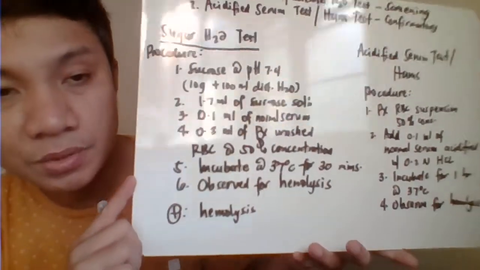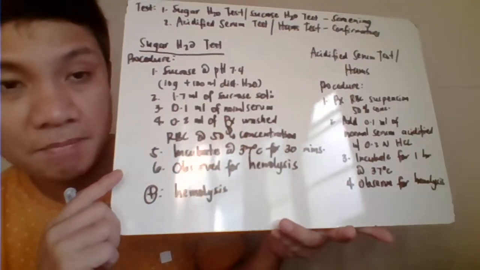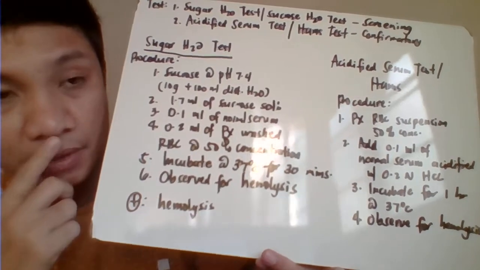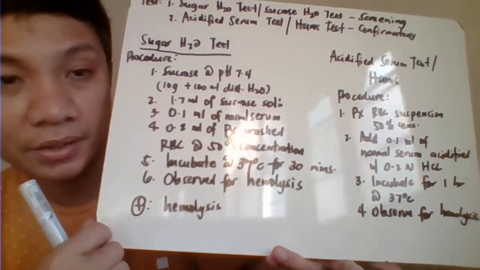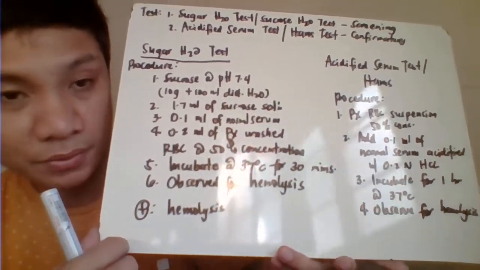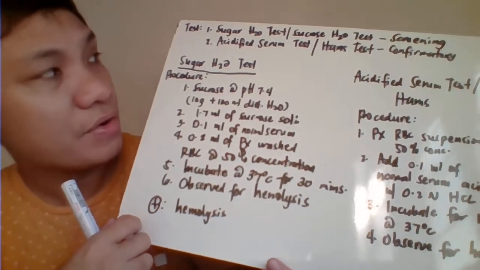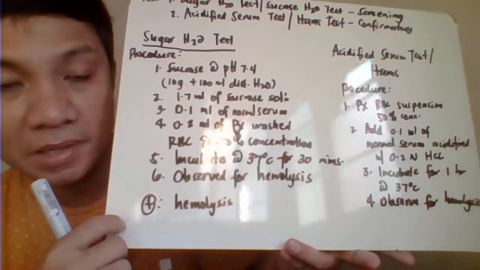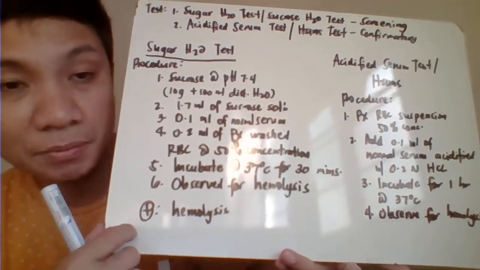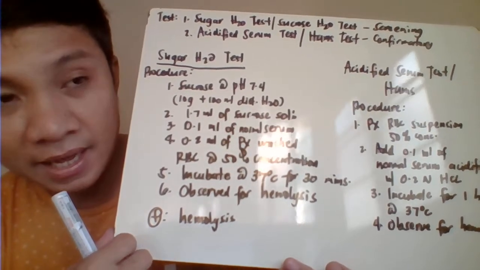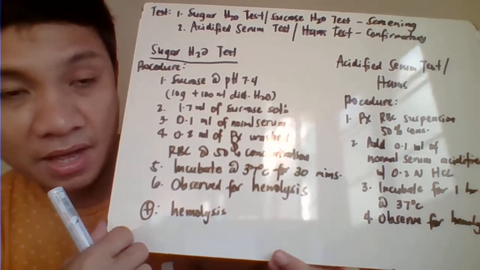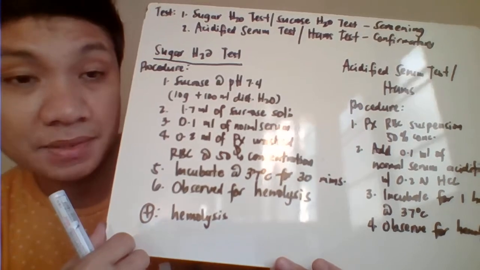Okay, we have here the two tests that will screen for the PNH. The screening test is your sugar water test. This is with the use of sucrose. And we have also your confirmatory test, which is your acidified serum test. Okay, and another name for that is your Ham's test.